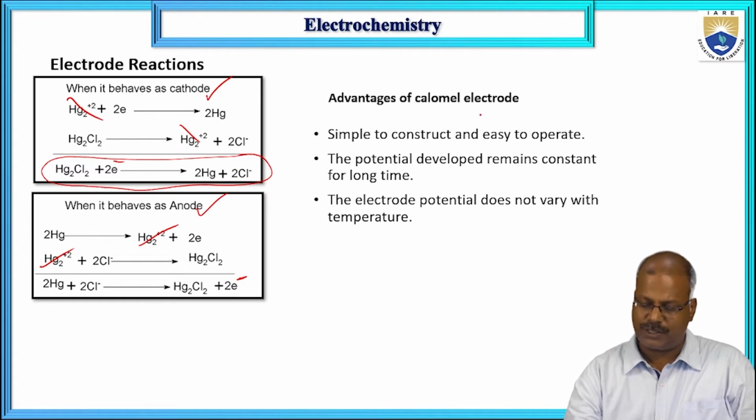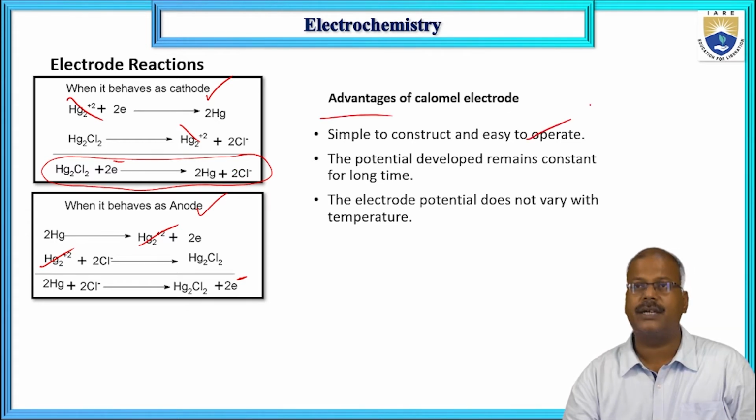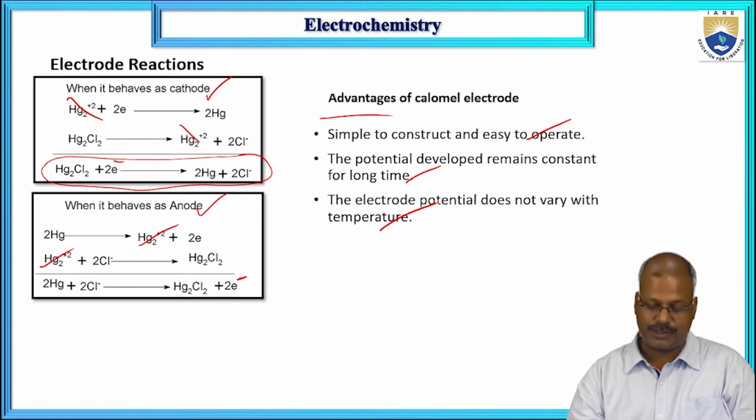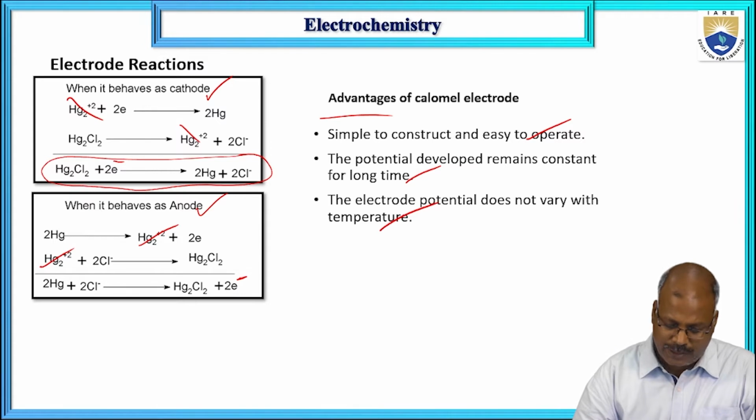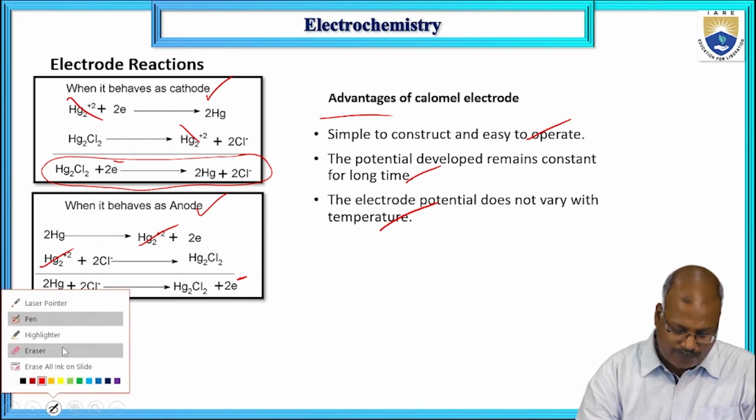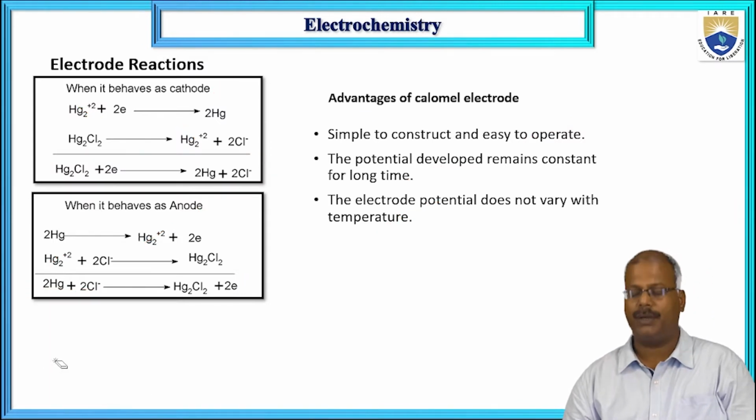So what are the advantages of the calomel electrode? It's simple to construct and easy to operate. The potential developed remains constant for a long time. The electrode potential doesn't vary with the temperature. These are all the important points why we say it's advantageous to use the saturated calomel electrode.